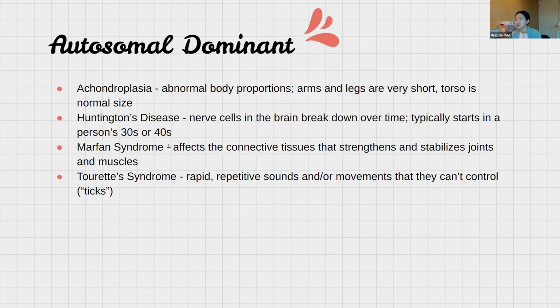And lastly, Tourette syndrome. You might have heard of this one. Usually it's depicted in media kind of incorrectly, but Tourette syndrome is when someone makes rapid, repetitive sounds and/or movements that they can't control, and these are called tics. Usually in popular media, it's represented by someone who just swears nonstop, but that is incorrect. Some people do that, but it's more than just swearing a lot. So just don't trust the media.